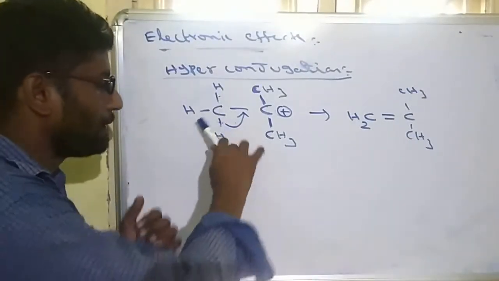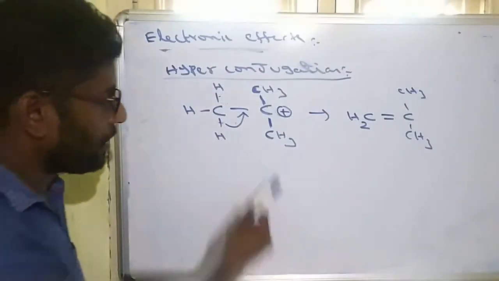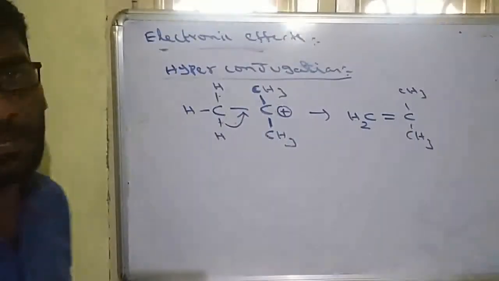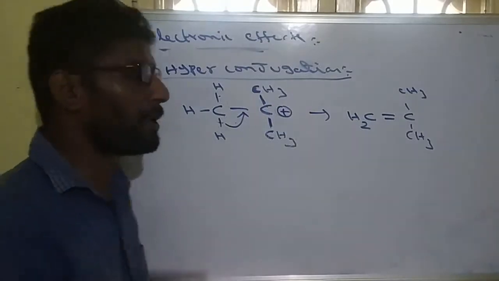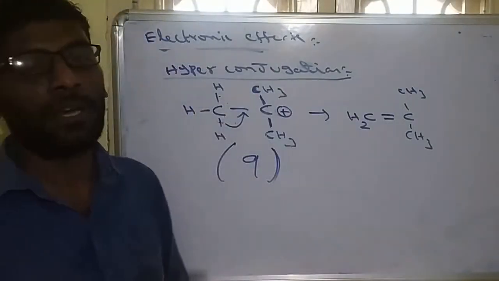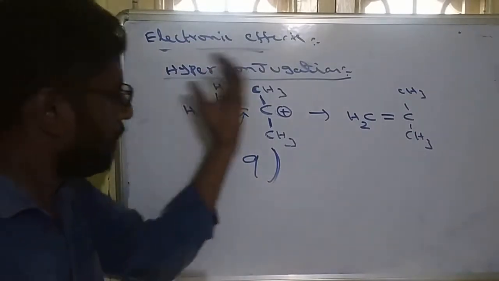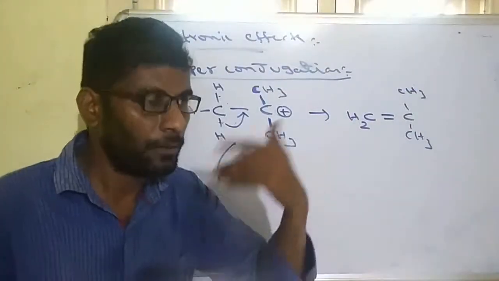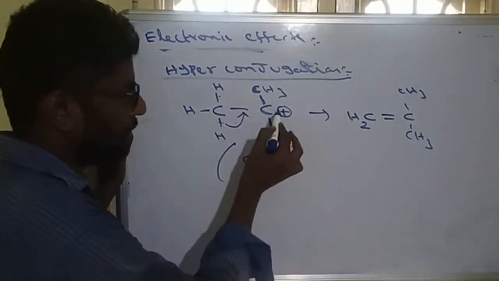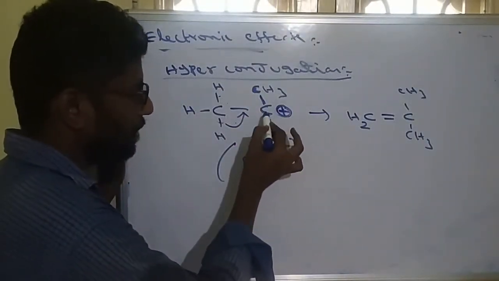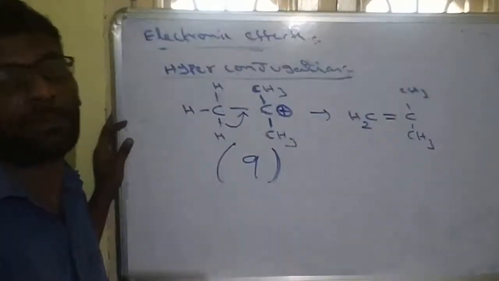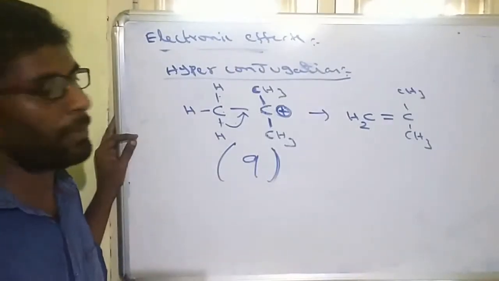So due to this, 3 structures are possible. Same like in this CH3, also 3 hydrogens are there, so these can also show hyperconjugation. These 3 can also show hyperconjugation. So in this molecule, a total of 9 hyperconjugation structures are possible. The more the hyperconjugated structures, the more the stability. Carbon positive is called carbocation, and it is attached to 3 alkyl groups. It is tertiary. Tertiary is the most stable due to more hyperconjugated structures.